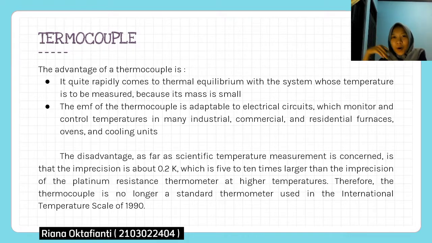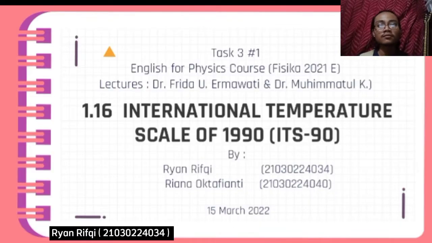Material about thermocouple is finished. So let's go to the next material. For the next subchapter, chapter 1.16, it's about the International Temperature Scale of 1990, or can be said as ITS-90. And my partner Rihanna will explain to you first. Thank you.